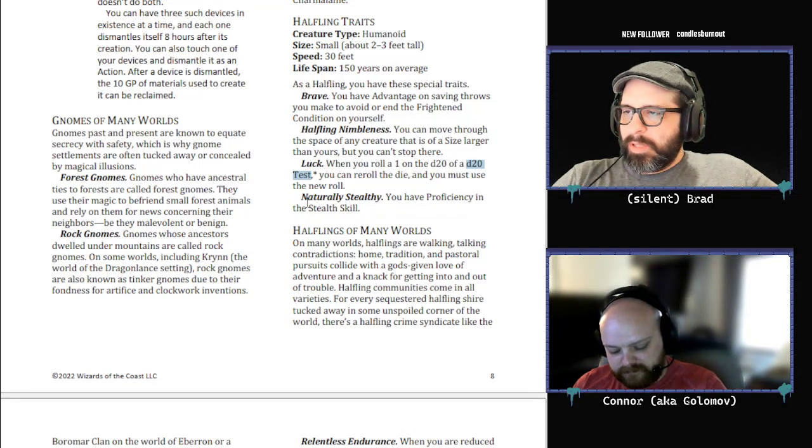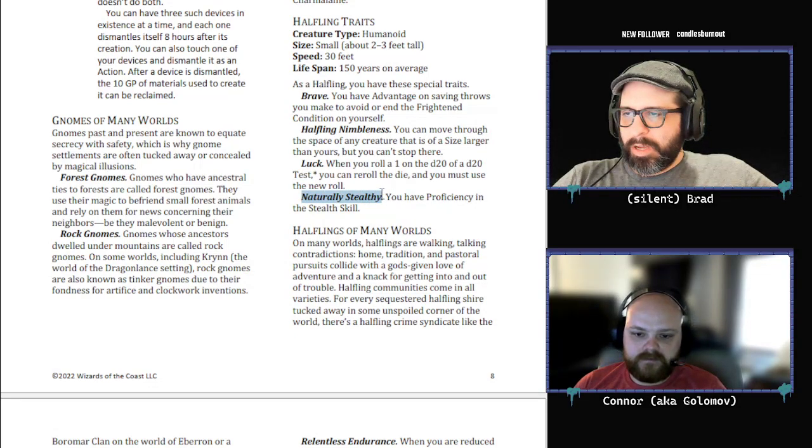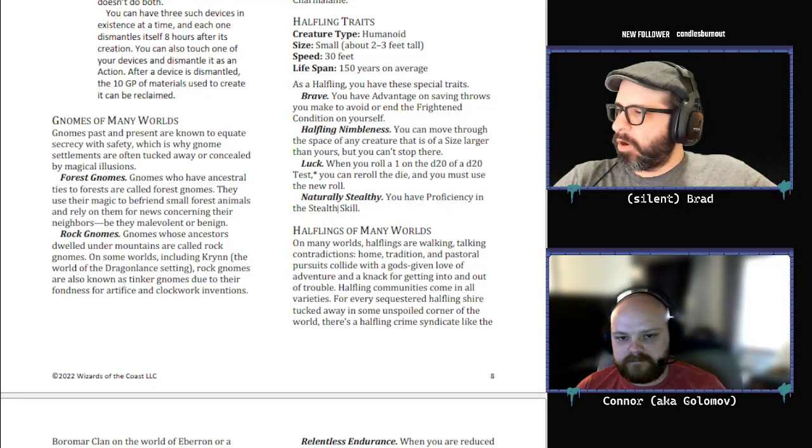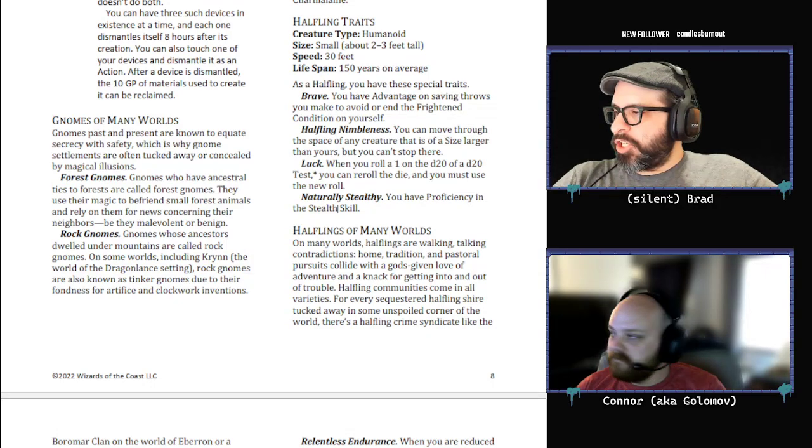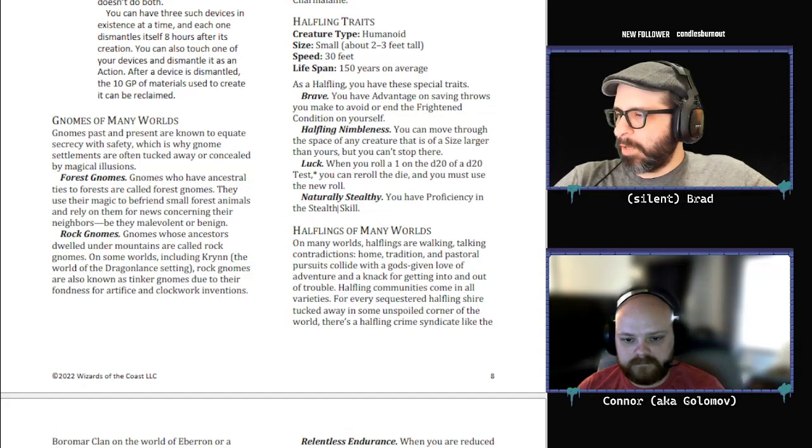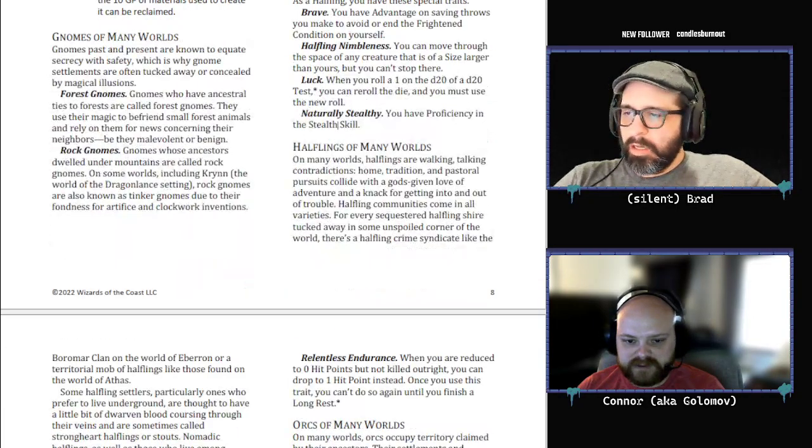And then the last one they get is Naturally Stealthy, which is coming from Lightfoot, but it's changing from you can attempt to hide even when you are obscured only by a creature that is at least one size larger than you, to just proficiency in Stealth. So, I mean, that's interesting.